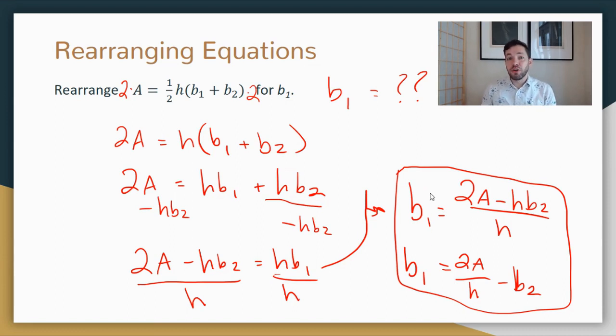And that's it. So remember, just order of operations, do the reverse, find the variable that you're trying to solve for, and then undo what's being done to it.